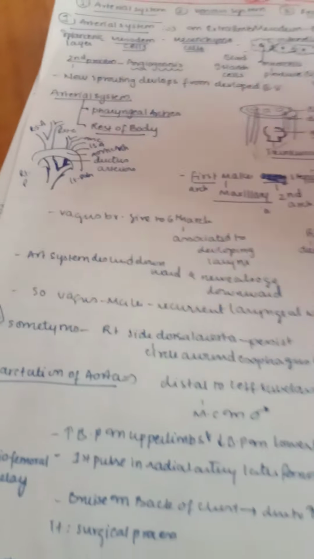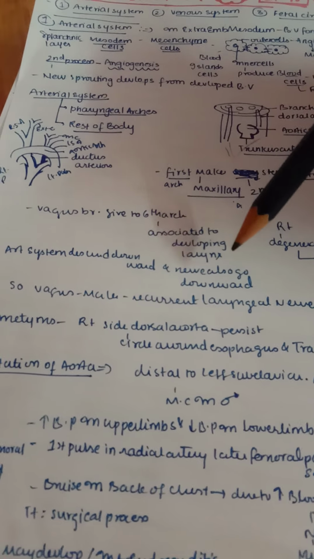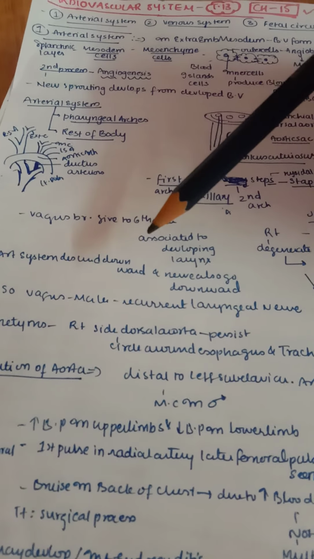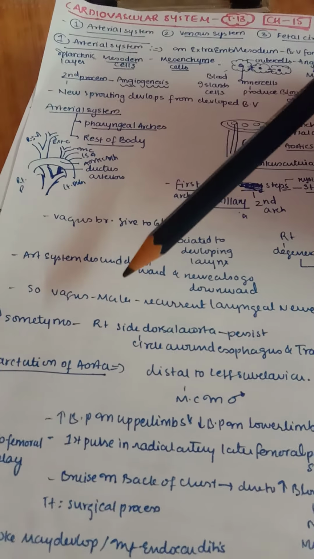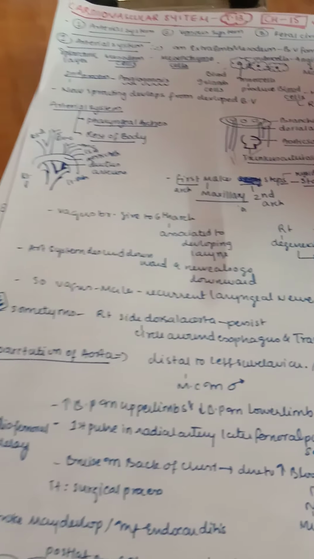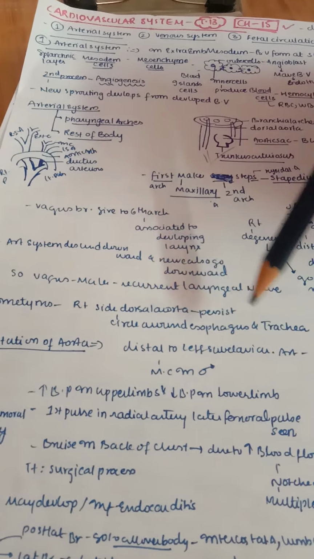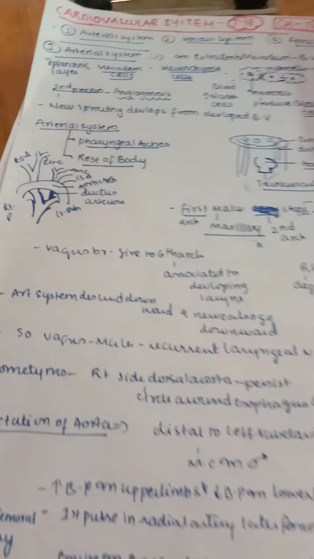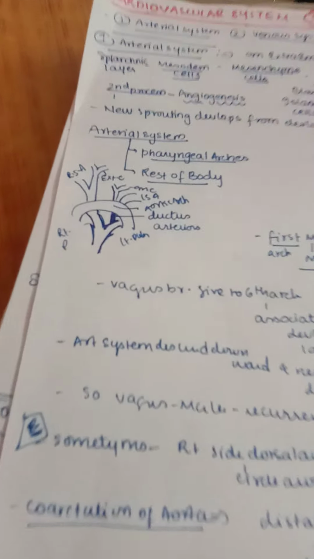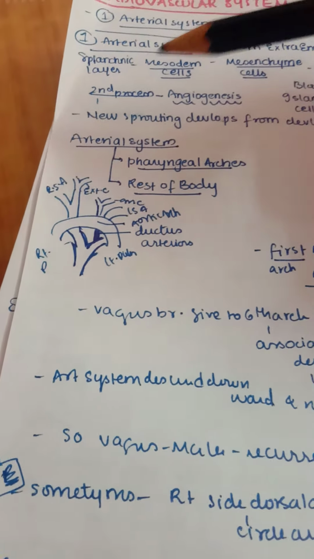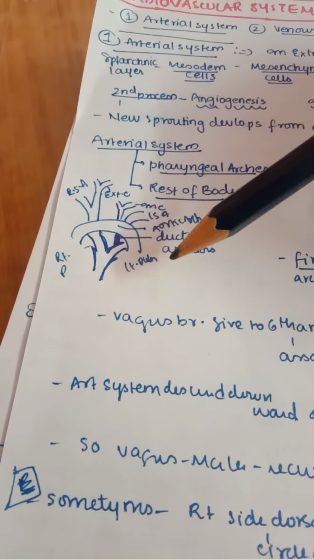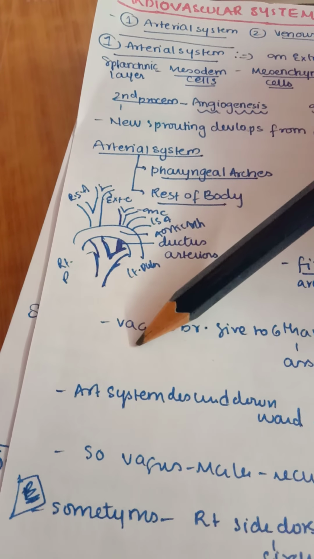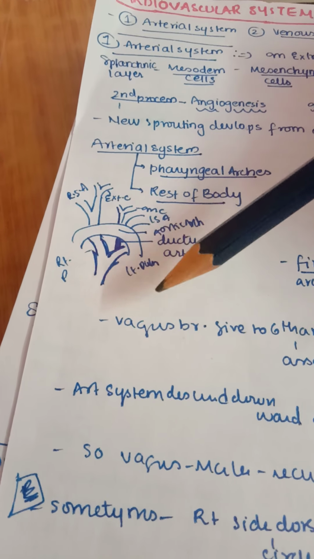Now the vagus branches going to the sixth arch are associated with the developing larynx, and the arterial system descends downward and the nerves also go downward. So the vagus mainly makes the recurrent laryngeal nerve. Sometimes on the right side, the dorsal aorta may persist and circle around the esophagus and trachea, causing dysphagia, problems in swallowing, and also breathing difficulty. Sometimes there is dyspnea. So this is how the adult system looks, but of course there is no ductus arteriosus at that time. So this is the right pulmonary and left pulmonary arteries.